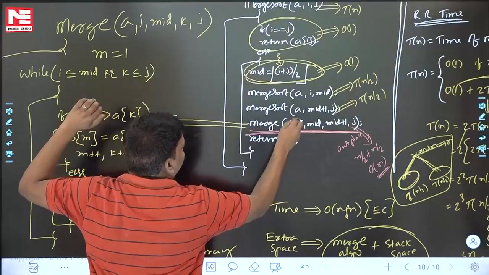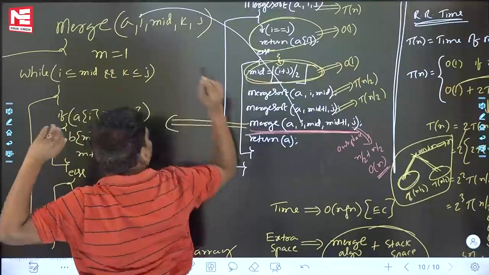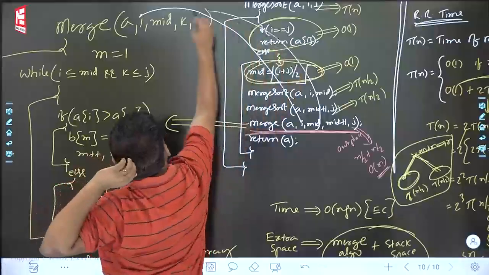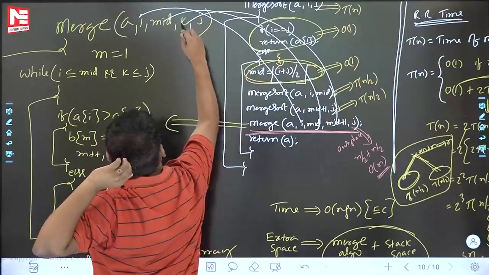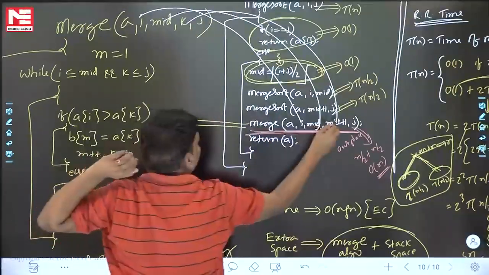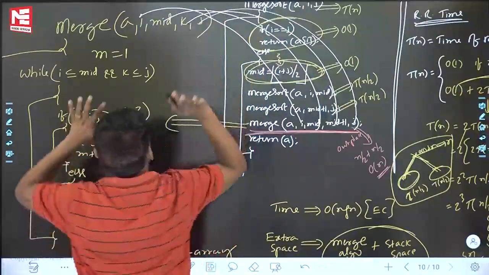I goes to i. Next one, mid goes to mid. Next one, mid plus 1 is k. Please be careful, j is j. Like that, all parameters are passed.